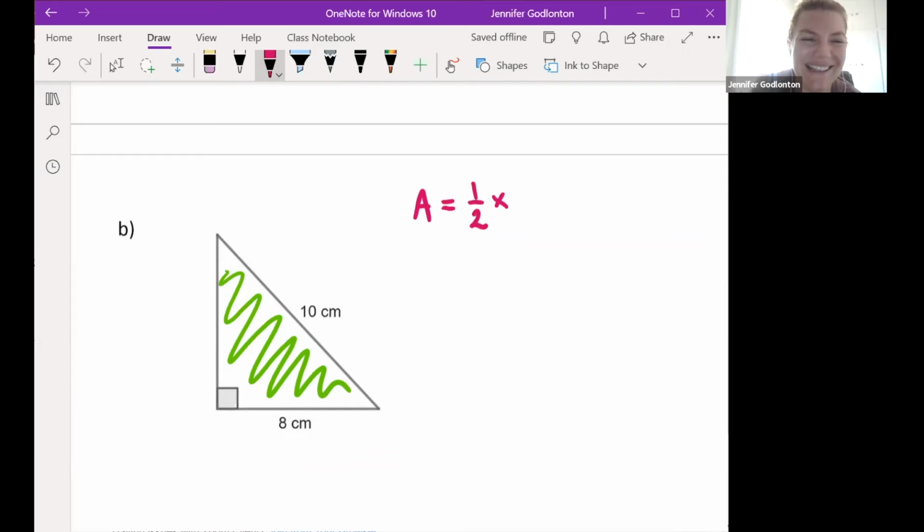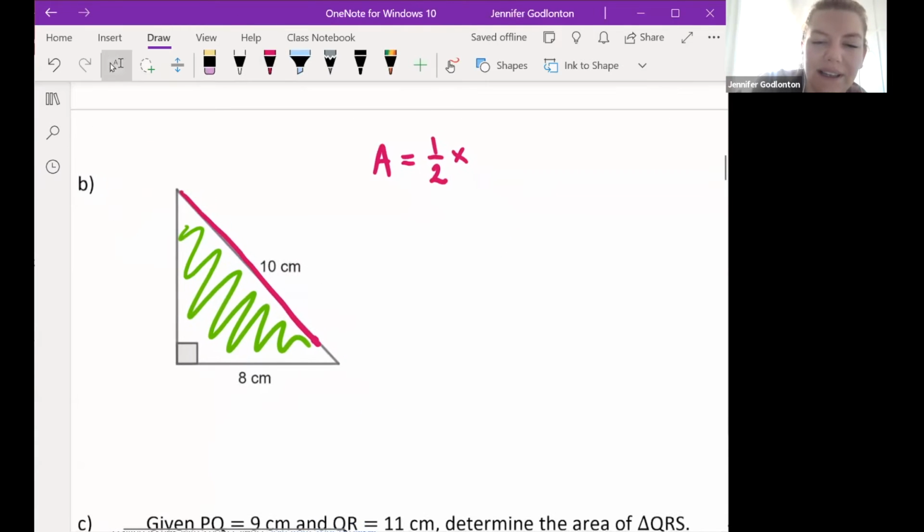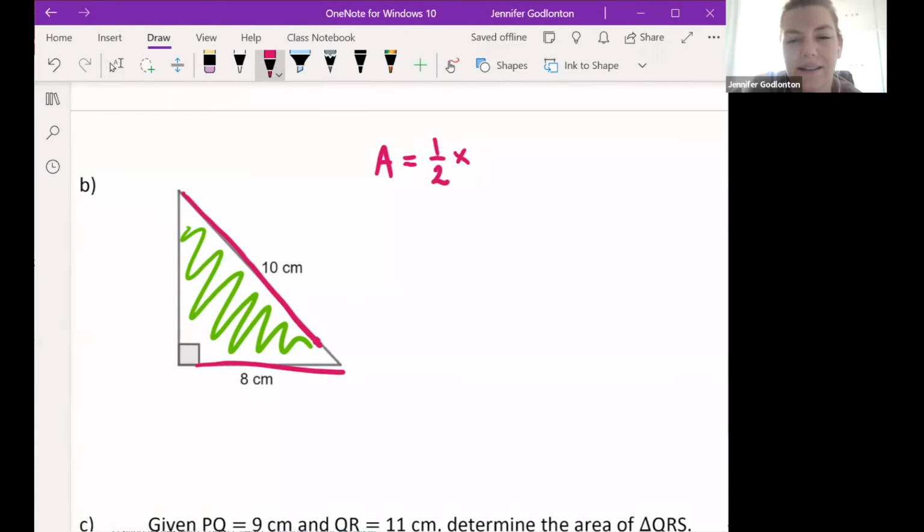Let's have a look why. Is that 10? Is it perpendicular to this 8? Are they at 90 degrees to each other? Those of you who are giving me 40, you are falling for the trap. Don't fall for the trap.